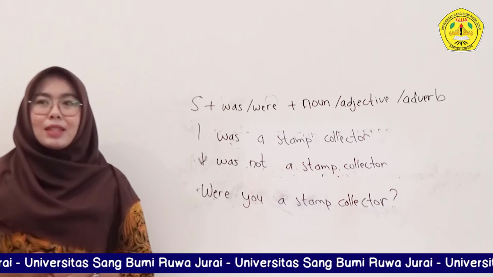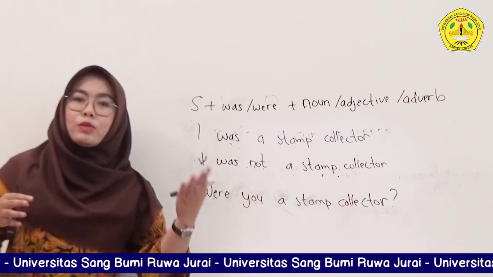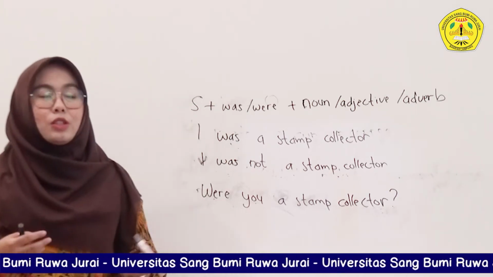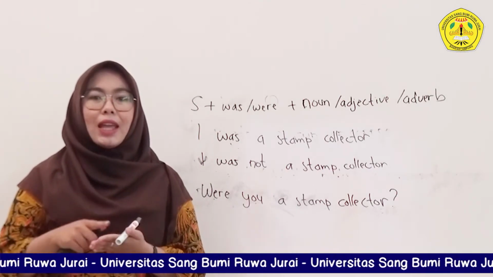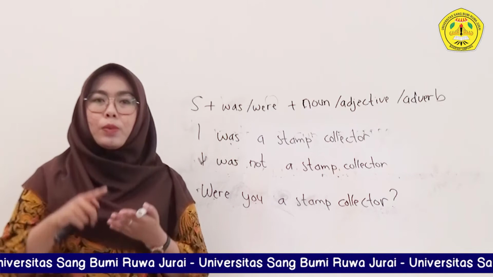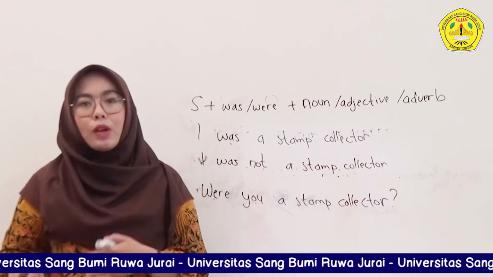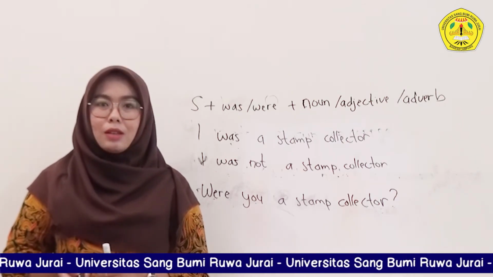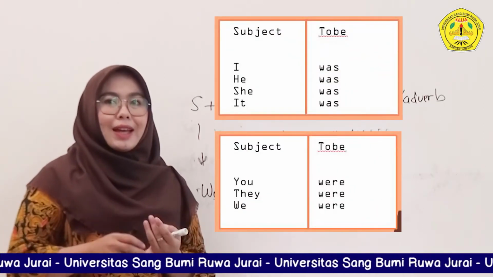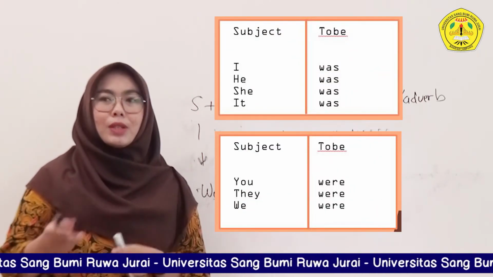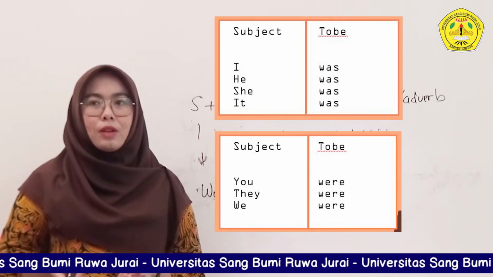Okay, this is the explanation about subject plus to be. When do we use was? When do we use were? You can see on the slide. I, he, she, and it use was, and they, you, we use were as the to be. Okay, this is singular and plural. Singular, I, he, she, it will use was, and plural, you, they, we will use were as the to be.